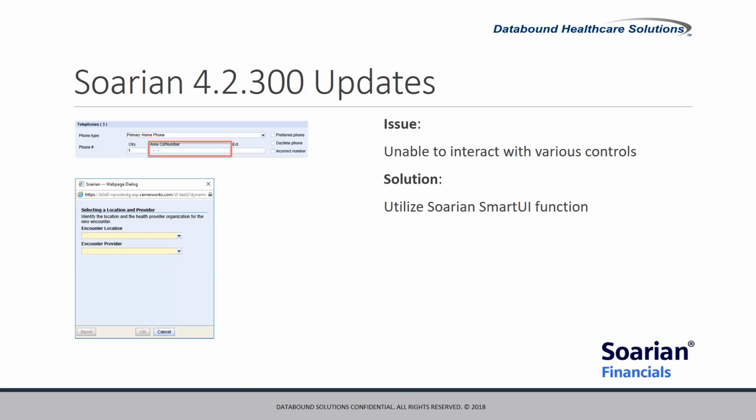There are various controls in 42300 that basically don't work with our commands anymore with the way they were set up. Instead of going back and trying to fix every single control, we are taking this new approach called Smart UI. Information that Cerner shared with us around the architecture of Soarian allows us to go directly to the back end.